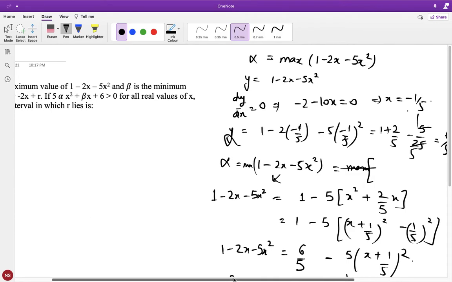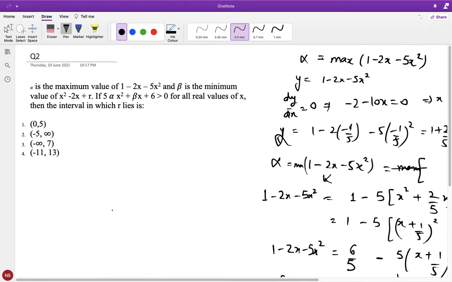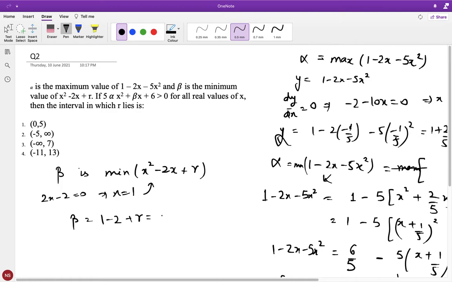We have seen both the methods. Now let us move ahead. The next part is beta is the minimum value of this. Again, you can do whatever you want. Take a differential. So 2x minus 2 is equal to 0. This means x equals to 1. Put this value over here. So beta is equal to 1 minus 2 plus r, which is r minus 1.